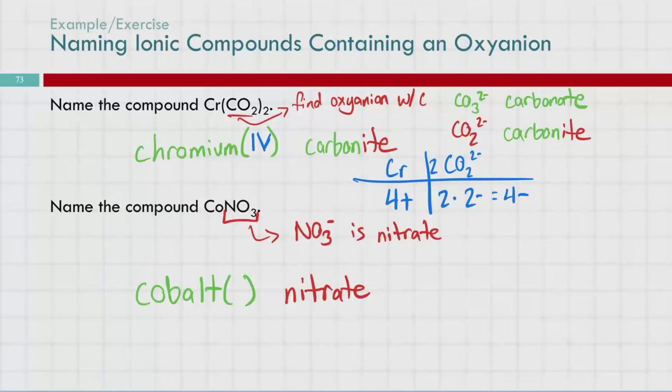And then we get to do our charge balancing, and this one is also relatively easy. The NO3 minus has a total 1 negative charge, so the cobalt has to have a 1 plus charge. So cobalt 1 nitrate.